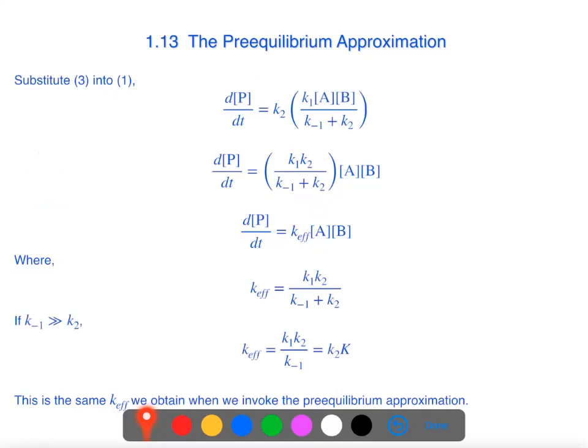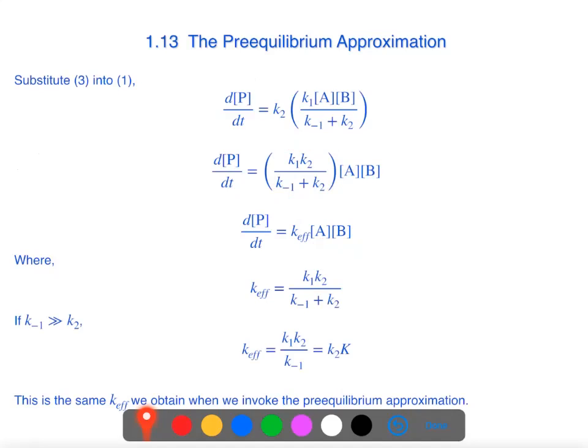So now we can substitute expression 3, our solution for the intermediate concentration, into our original expression 1, and we end up with the following. We can collect the rate constants and place them in brackets out front, and we can equate this entire bracketed quotient as the effective rate constant for this reaction mechanism. As we saw when we used the pre-equilibrium approximation, we still have a second order rate law, first order with respect to A and first order with respect to B.